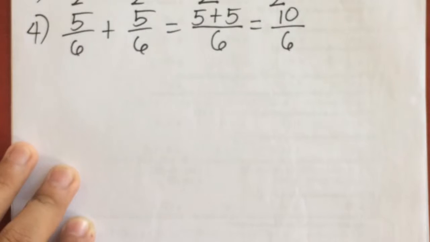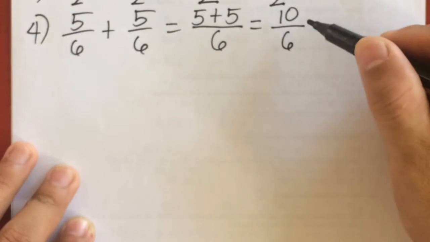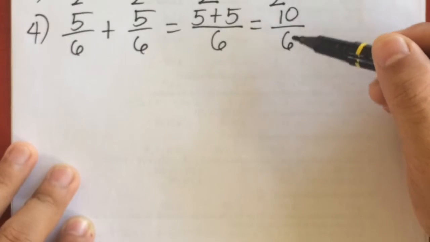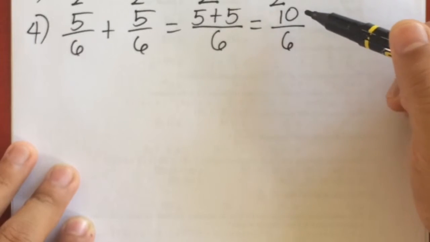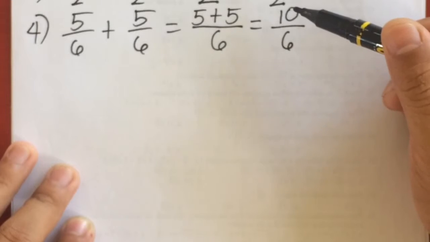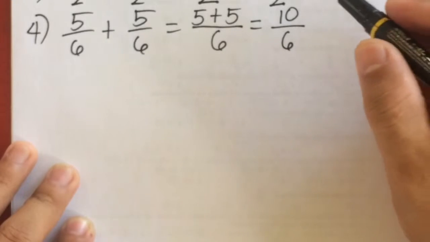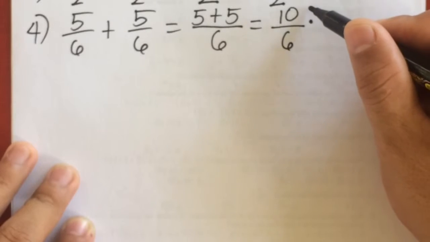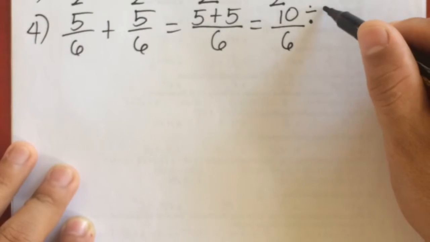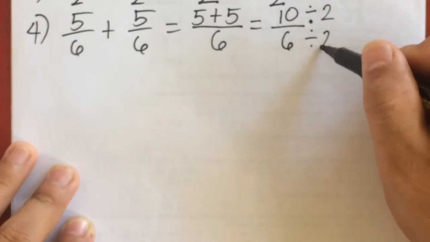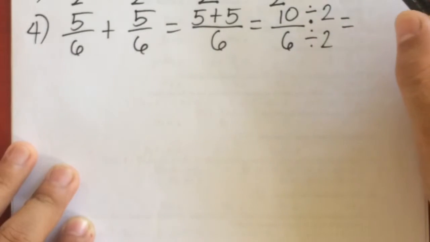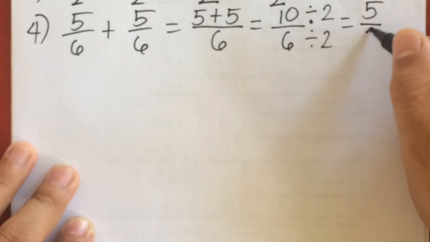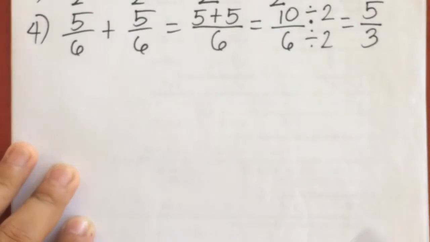Then in this example here, this answer is not in simplest form, so you need to simplify this one. In simplifying this one, you will just divide the numerator and denominator by the number that can divide both. So 10 and 6 are divisible by 2, so let's divide 10 by 2 and also 6. So 10 divided by 2 is 5 and 6 divided by 2 is 3. So our answer here will be 5 over 3.